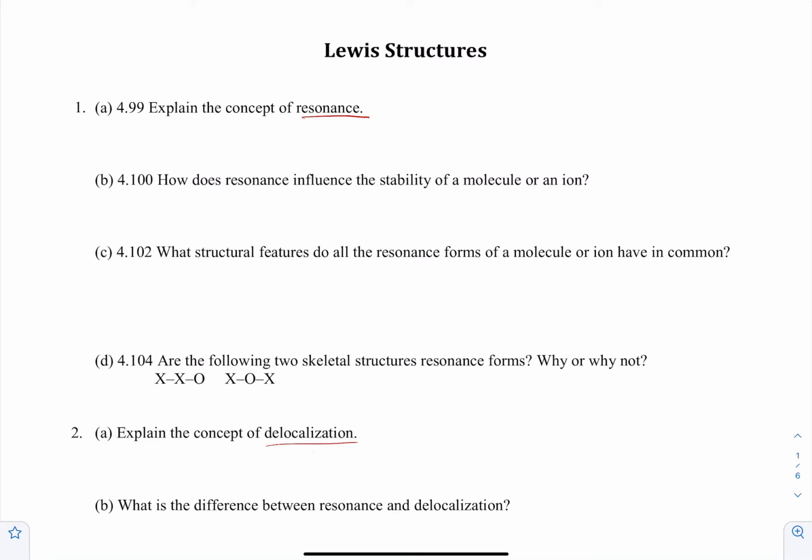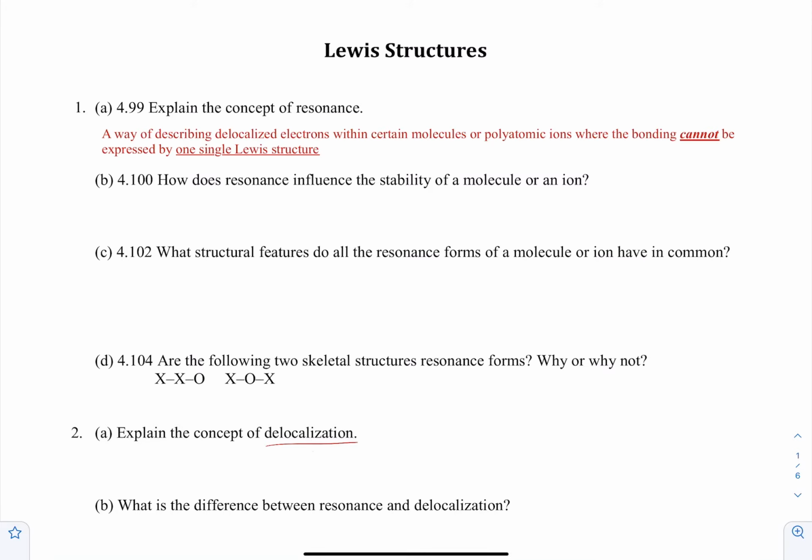So with number 1, explain the concept of resonance. Resonance has to do with the fact that there's no one possible Lewis structure alone. There can be multiple. And so a resonance structure is a way of describing delocalized electrons. We'll talk about that word here in a second, with certain molecules or polyatomic ions where the bonding cannot be expressed by one single Lewis structure. So let's take carbonate. So it's CO3 2 minus.